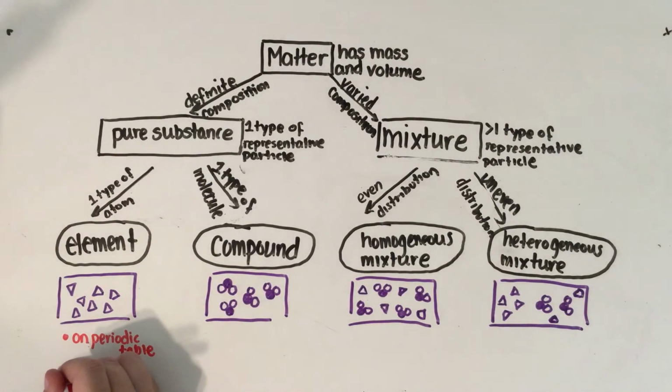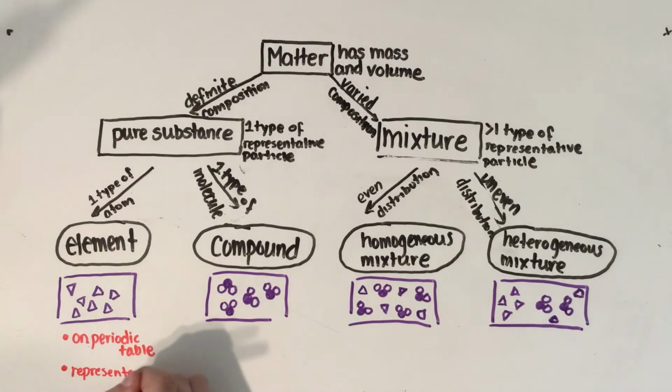Elements are also represented by a single symbol. And remember, the symbols are just the abbreviations on the periodic table. It's one or two letters. The first letter is always capitalized. The second letter, if there is one, is always lowercase. And it's really just an abbreviation of the element's name.